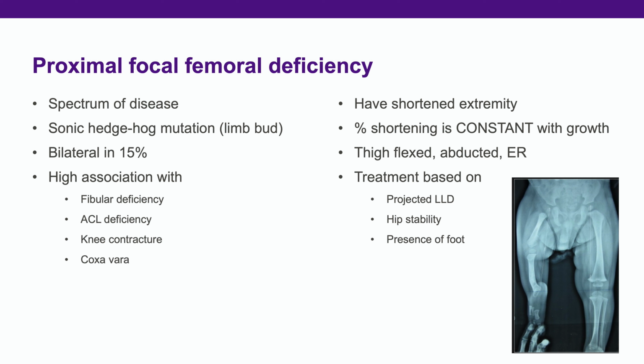This does not just affect the femur. They can have a fibular deficiency, a deficient ACL, knee contracture, as well as coxa vara. The percent of shortening that they have remains constant with growth, unlike some other conditions, and their thigh can appear flexed, shortened, abducted, and externally rotated. The treatment is largely based on the projected leg length discrepancy at maturity, as well as the hip stability and the presence of a foot.